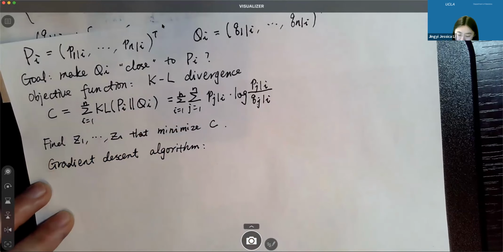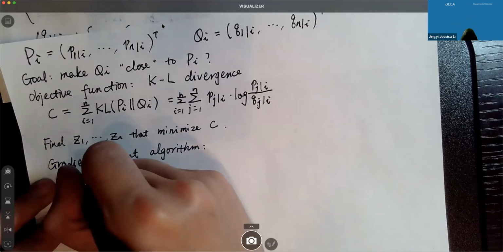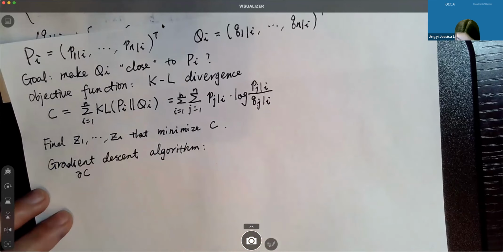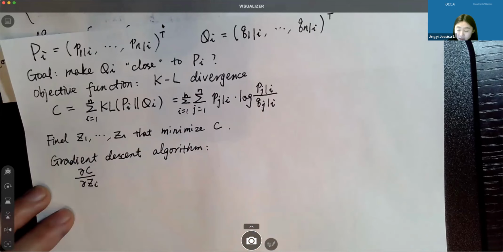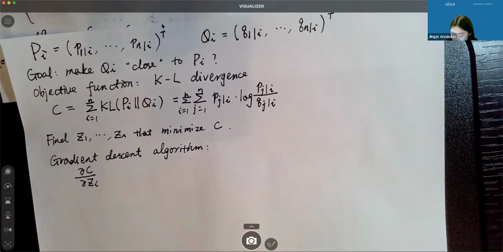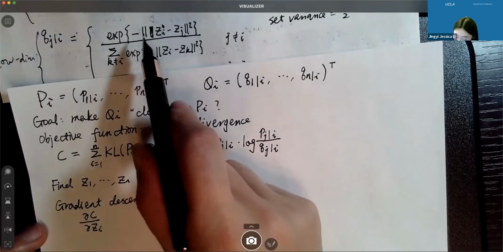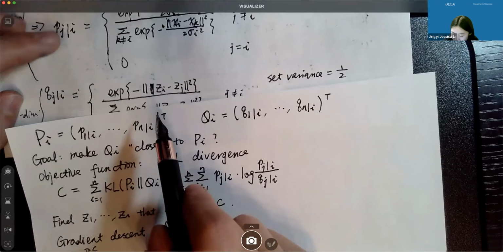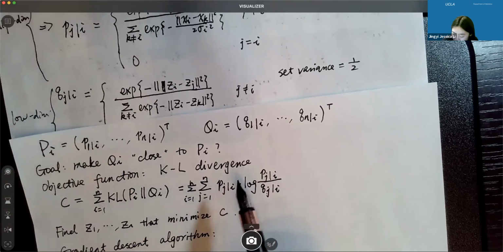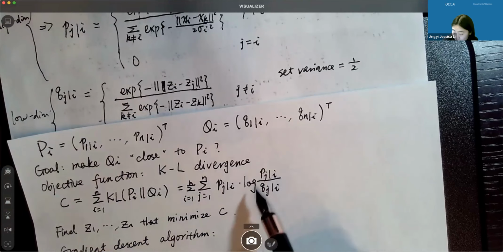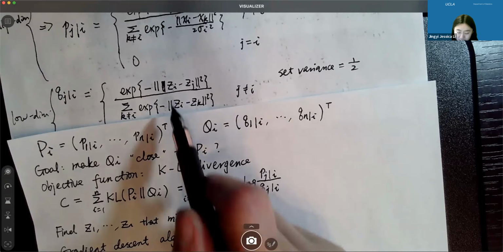Okay, let's just show you one case. We do partial C function, partial zi. Of course we know zi itself is also a vector. It's r-dimensional, so we just treat it as a vector differentiation. And then we go to this complicated form, since this qj given i depends on z1 to zn. So when we do the differentiation, we are going to use the chain rule here, right?